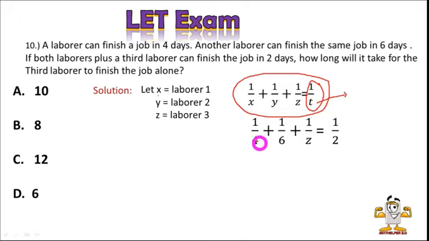So, plug in lang po natin yung numbers. So, laborer X or laborer 1, matatapos po niya ng 4 days yung trabaho. Laborer 2, which is the Y, can finish the job in 6 days. Kung silang lahat is magtutulungan, so they can finish the job in 2 days. The question is, yung third laborer, how long will it take to finish the job alone?